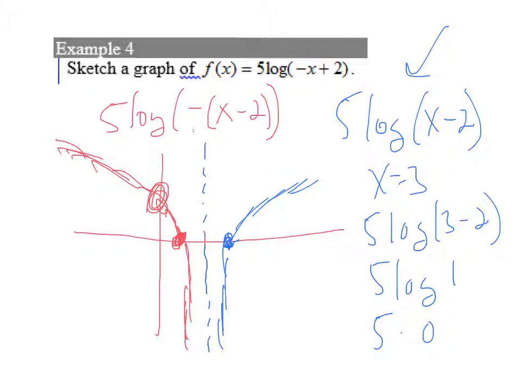We could find the y-intercept by substituting in x equals 0. So 5 times the log of negative 0 minus 2. Well, that becomes the log of 2, right? 5 times the log of 2, which is some wonky number. So we're going to put that there, and that's going to be the graph of that function. Notice I didn't need to do a whole lot of work other than thinking about how the vertical asymptote changed and where it crosses the x-axis, and then just made a little sketch.